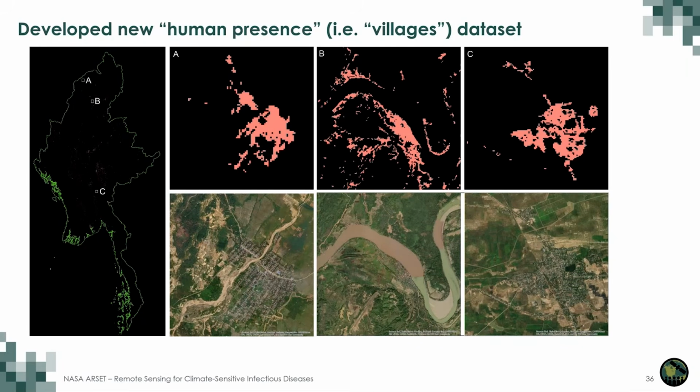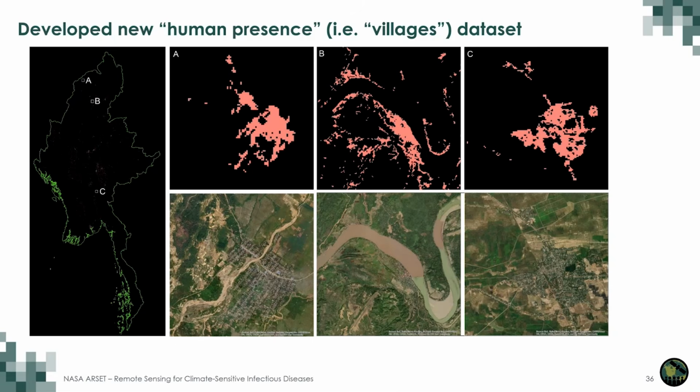So we chose to develop a human presence dataset specifically to identify those villages in Myanmar that the big datasets were missing. From our standpoint, it wasn't as important to know exactly the extent of the human dwelling, but we needed to know where people were, where buildings were, where structures were. So our focus was not so much on mapping the full extent, but on identifying the areas where people were.